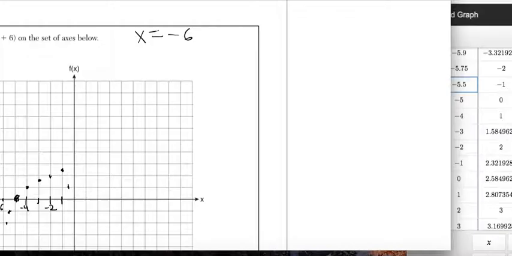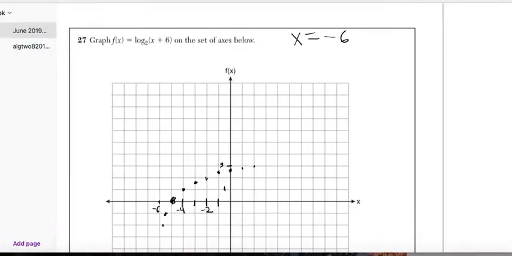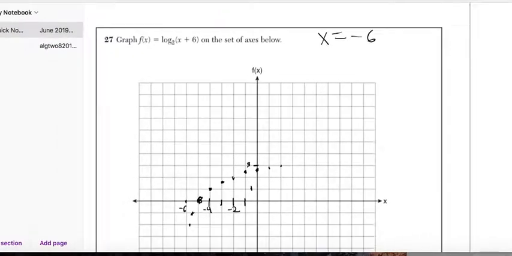The y-intercept is about 2.6, which is a little more than 2.5. Then at 1, we get 2.8, so we're just staying up here. At 2, we get 3, so that's up here. When x is 2, we get y equals 3. I won't even put that because it's just not going to work.